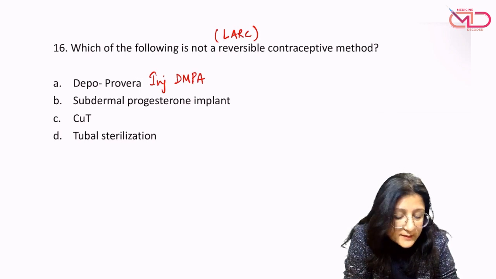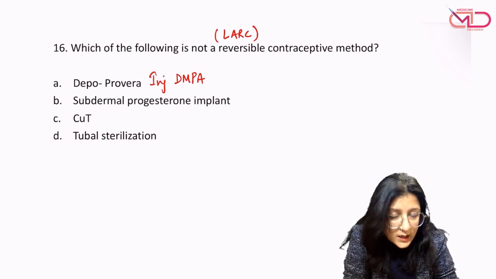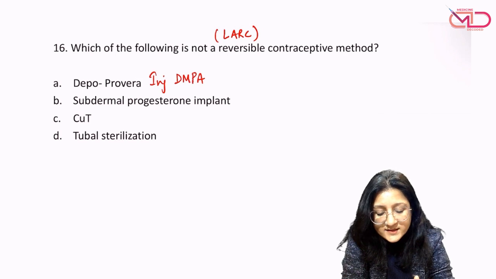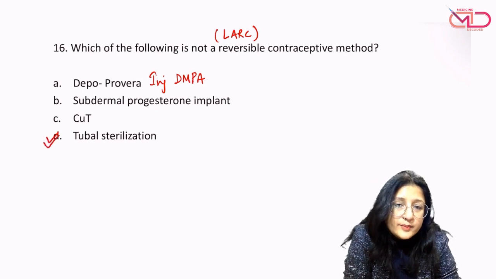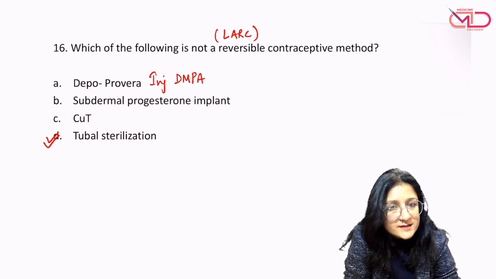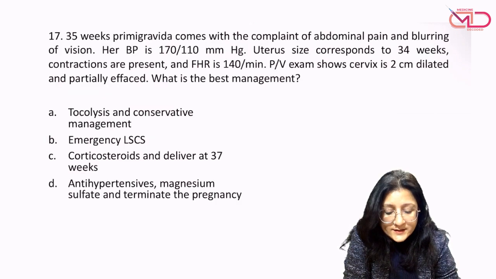It's a reversible method. The progesterone implants, they are also reversible. Copper T is reversible. Mirena is reversible. Tubal sterilization is, for all practical purposes, counseled as an irreversible or permanent method of contraception. So this is not a reversible method. That's a straightforward question. Now let's have a look at the next question.